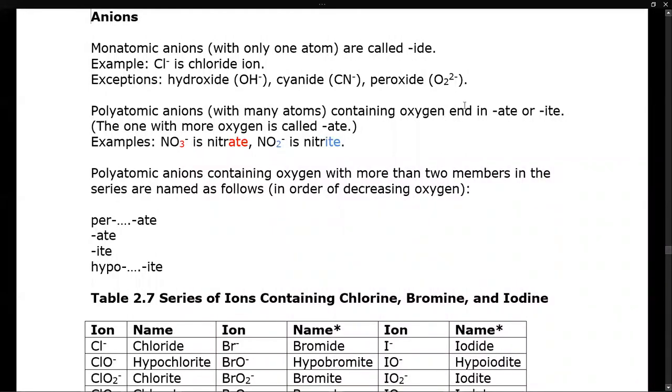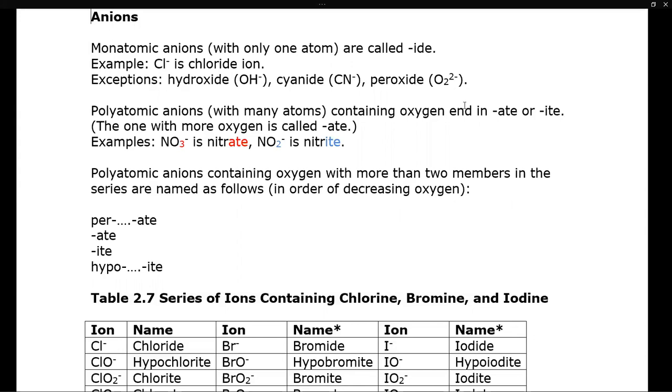Okay, let's talk a little bit about anions now that we've talked about cations. Monoatomic anions, that is with only one atom, get an ide ending. For example, chlorine becomes chloride. Fluorine becomes fluoride. Oxygen becomes oxide, and so on and so forth. There are a few common polyatomics that have ide as well: hydroxide, OH-, cyanide, CN-, peroxide, O2 2-. All of those have ide endings even though they're polyatomic.